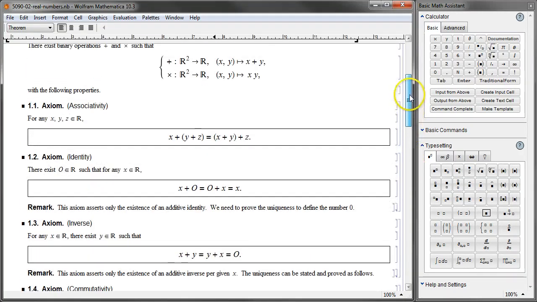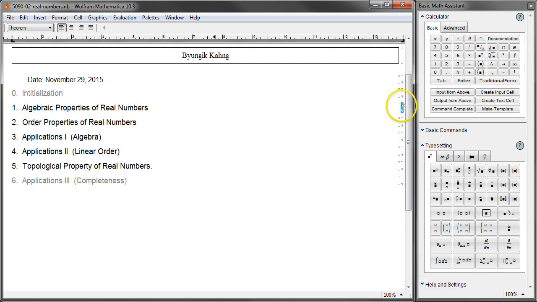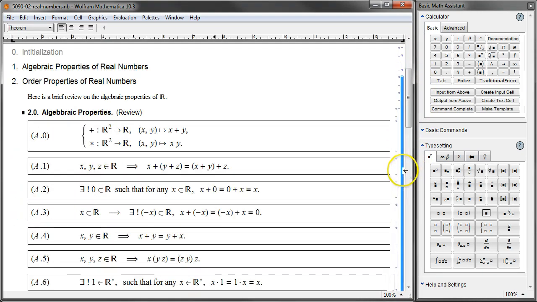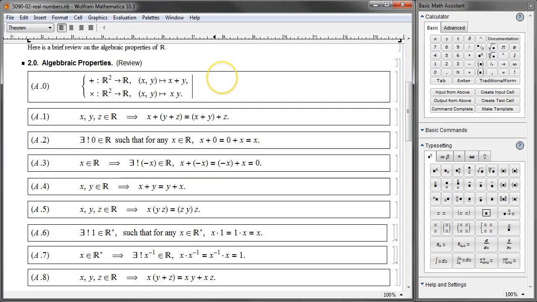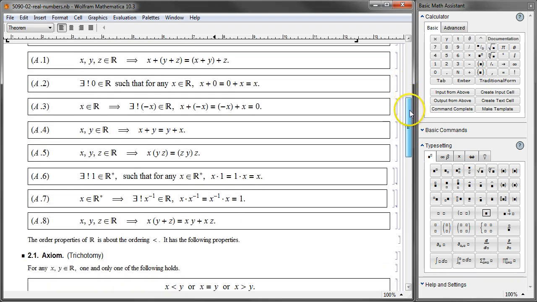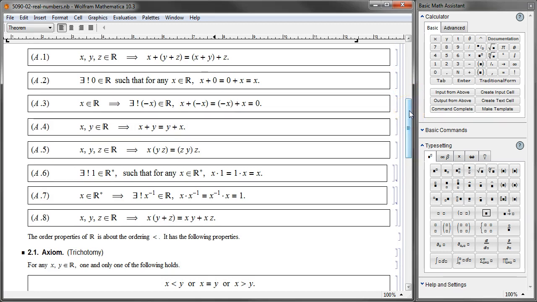In short, we're done with all those algebraic properties, which can be summarized in the next section like this. We have algebraic operations, addition and multiplication, all right? And then we have all these properties. This time I took a bit of a shortcut because we already proved that there is one and only one additive identity, 0. So we used the uniqueness as well here. And also there's one and only one additive inverse for given x. So we used negative x notation.